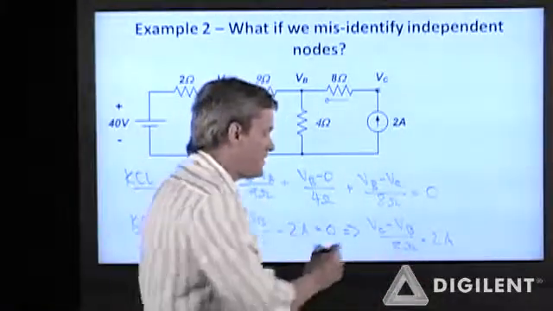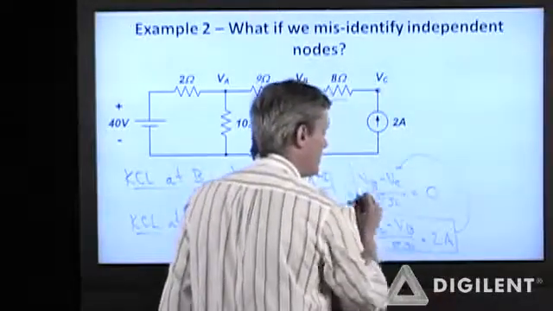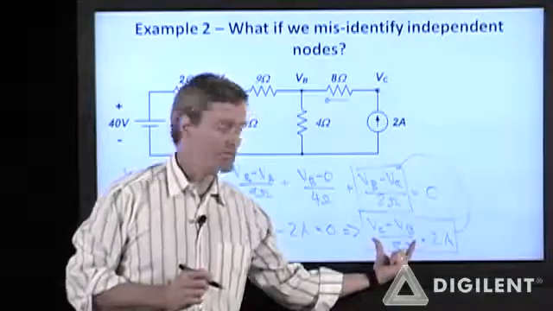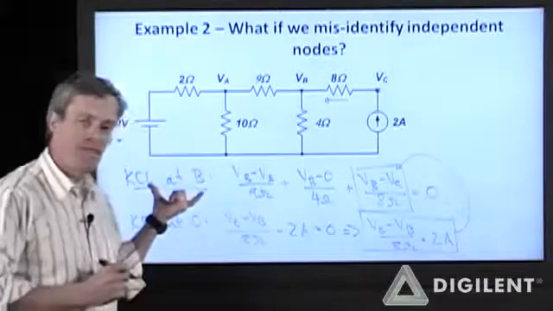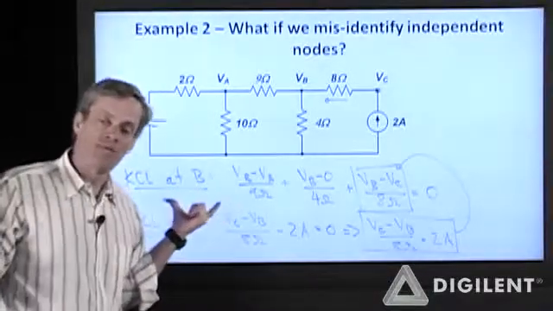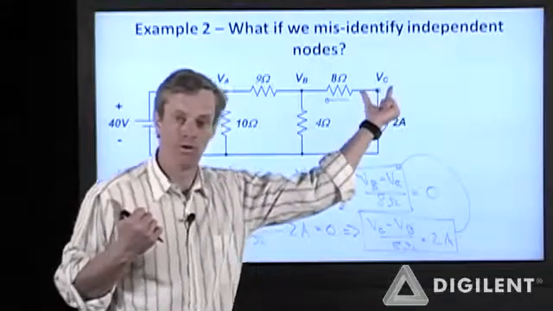We can take this equation, substitute it in for this term. So this term is the negative of this one. So we have a negative 2 amps here, which turns this version of KCL at B into identically the same thing we had before when we didn't have this additional unknown.